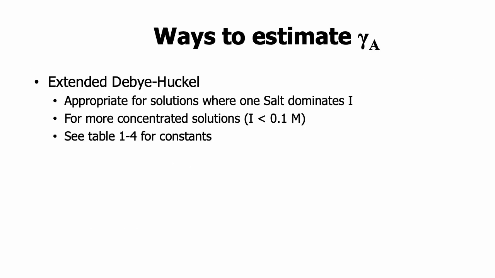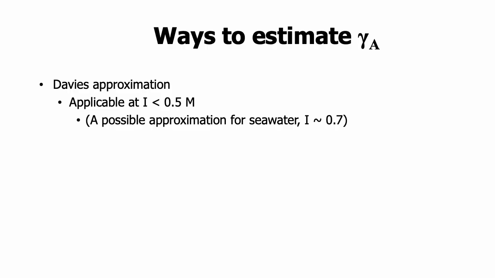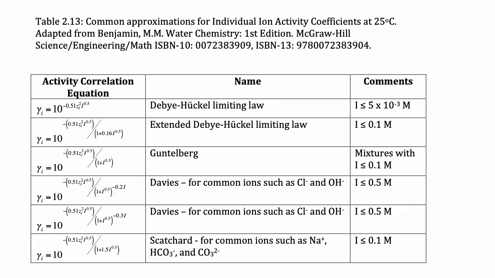For slightly higher ionic strength solutions, those between 0.05 and 0.1 molar, we can use the extended Debye-Huckel equation. And these values for the terms are given in a table in your textbook. For even higher concentrations, possibly seawater, we can use a Davies approximation, which uses slightly different empirical parameters, but is still based on the ionic strength. In table 2.13 of your textbook, you'll see several activity correlations based on empirical measures related to potential ionic strengths and the charge for different ions.